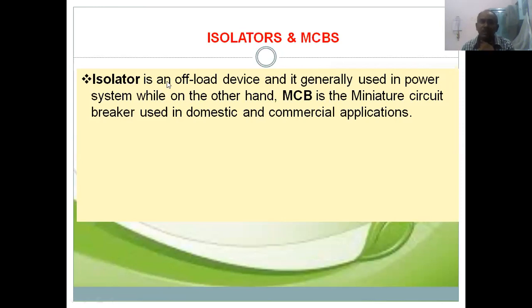So an isolator is an off-load device, and it is generally used in our power system. On the other hand, an MCB is a miniature circuit breaker used in domestic and commercial applications. So we can observe the isolator.